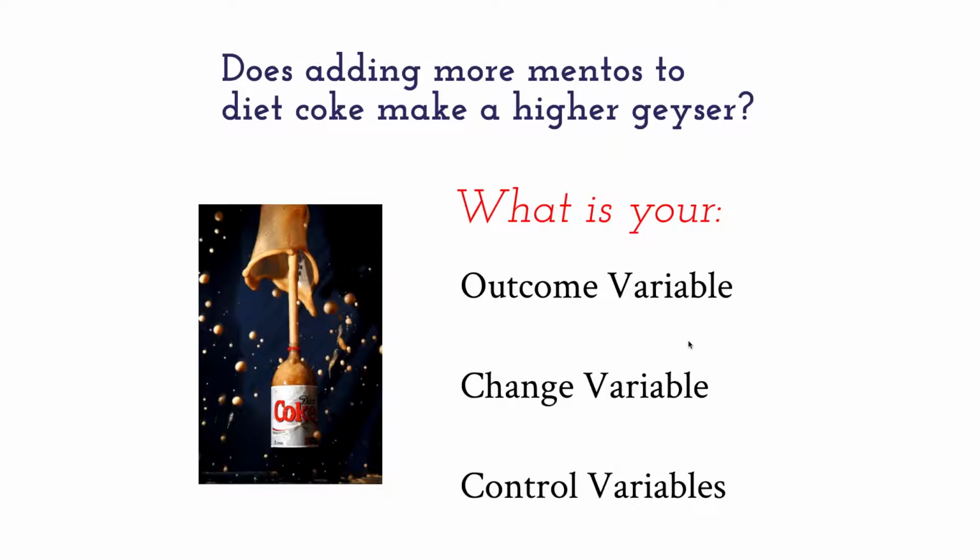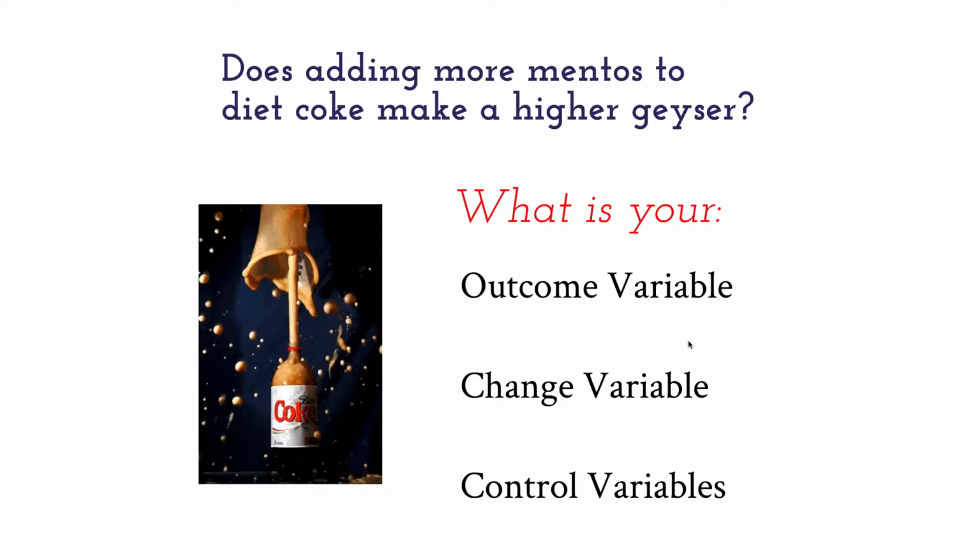Now, if our question was something different, our outcome variable would be different. But in this case, hopefully they should be able to come up with how high the geyser was. Exactly. Now, if we were asking the question how fast it was before the geyser took off, then our outcome variable would be time instead of distance.